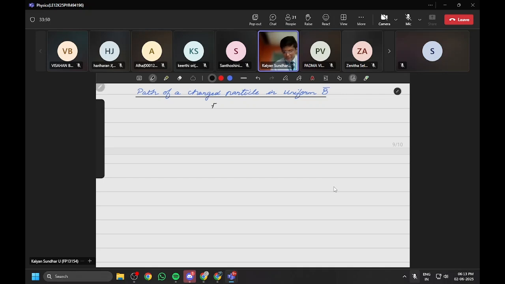So F will be equal to force due to magnetic field will be equal to Q into, vector form எழுதினா, V cross B ன்னு எழுதுவோம். And if it's in a scalar term, remove it and it will be Q V B sin theta.